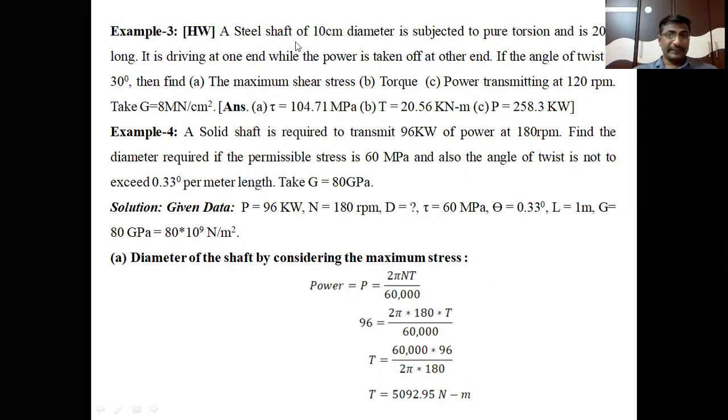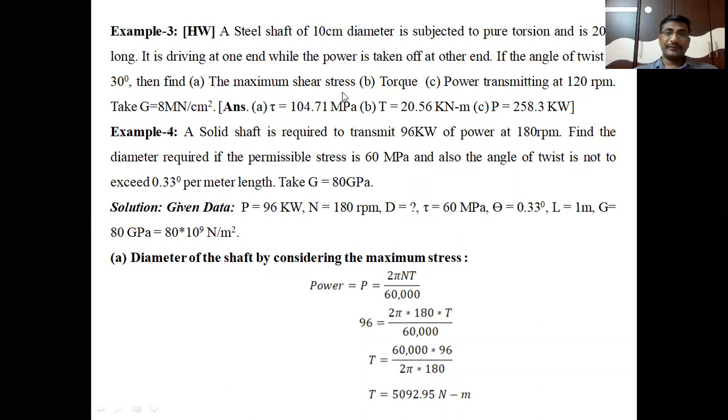Example 3: a steel shaft of 10 centimeter diameter, that is the diameter capital D is 10 centimeters, is subjected to pure torsion and is 20 meters long. That is, the length of the shaft capital L is equal to 20 meters. It is driven at one end while the power is taken off at the other end. It is used for power transmission. The angle of twist is 30 degrees.